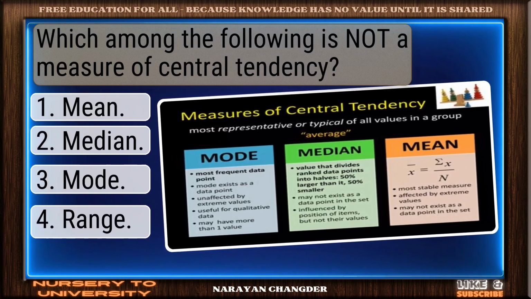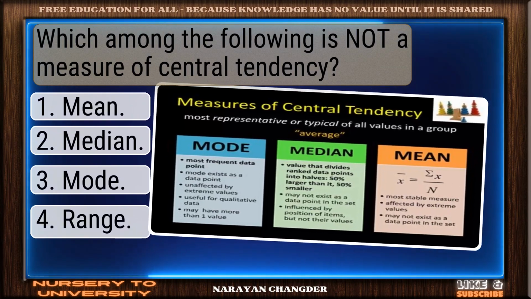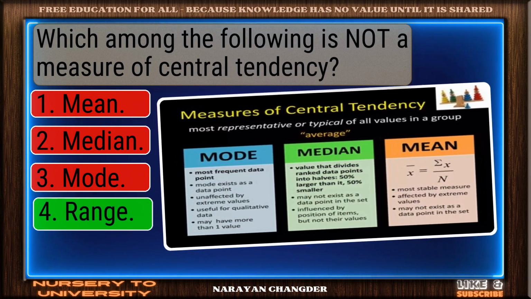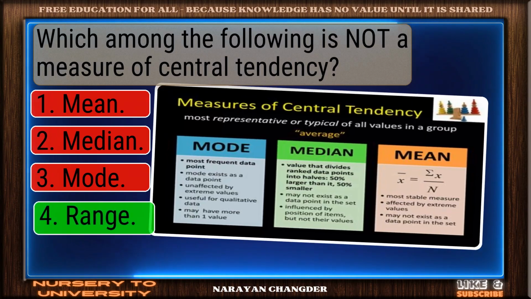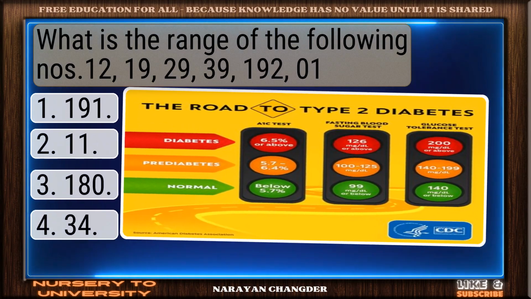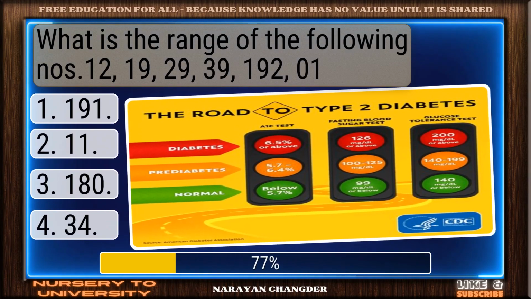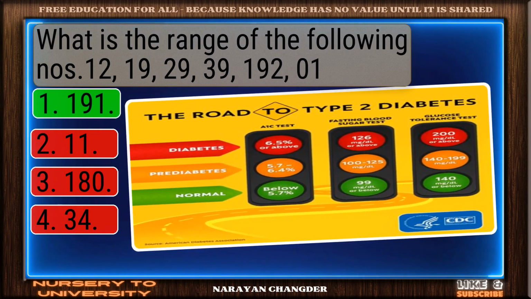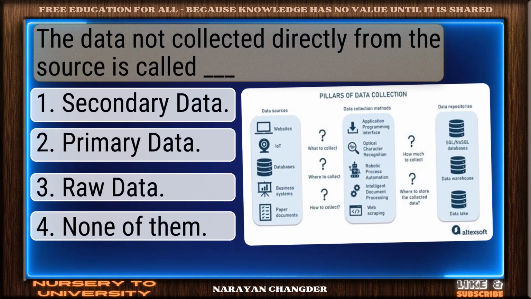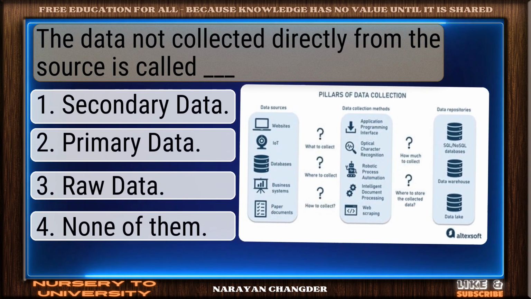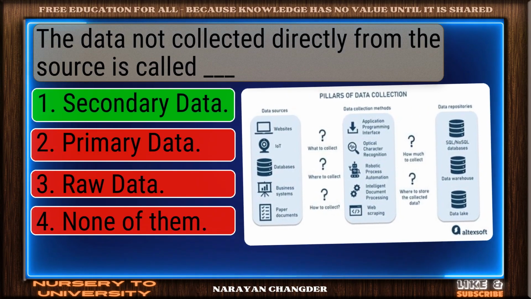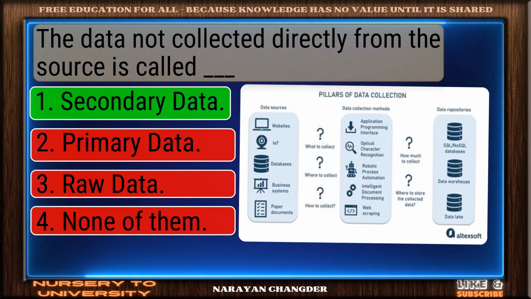Which among the following is not a measure of central tendency? Solid response. Range is a valid choice. What is the range of the following data: 12, 19, 29, 39, 192, 1? Good job. Your answer 191 works well here. The data not collected directly from the source is called dash. Well reasoned. Secondary data is the correct choice.